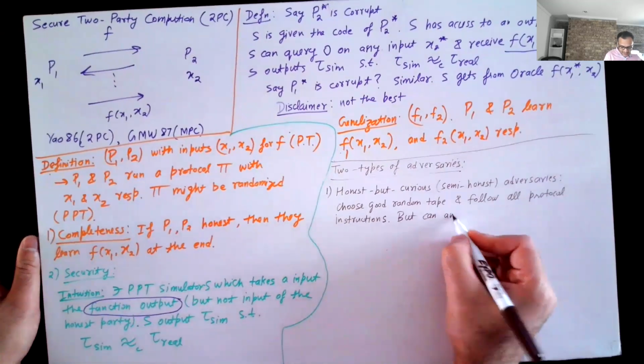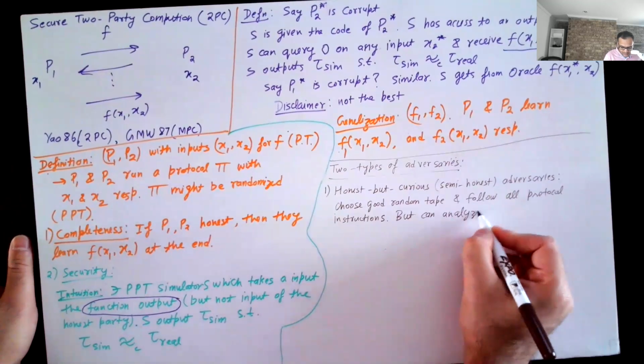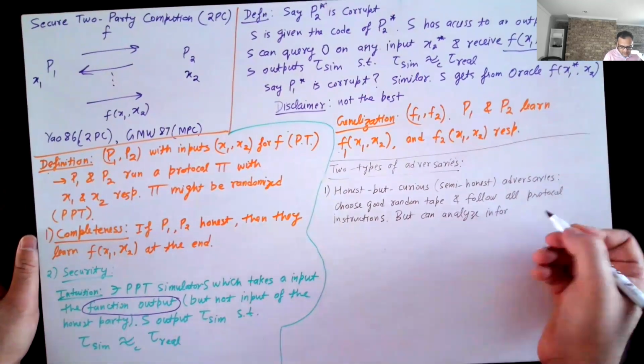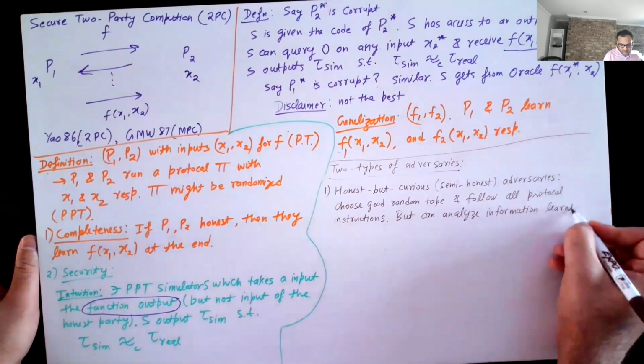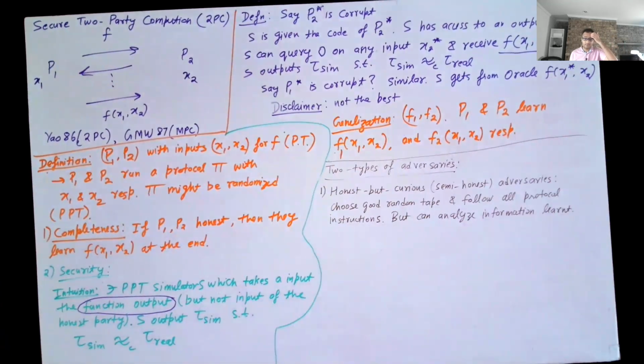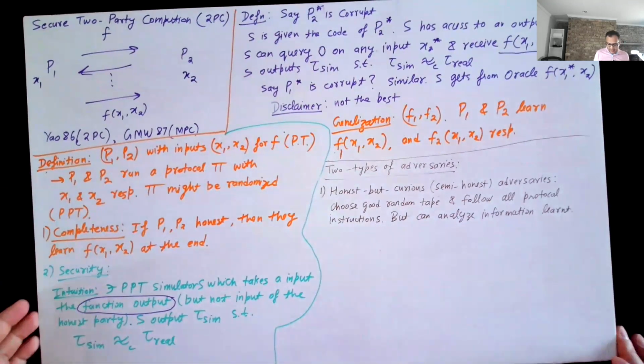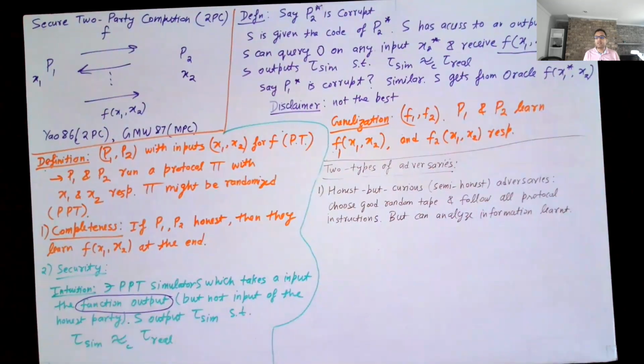But they can analyze the information which they learned. One way of thinking about it is that maybe during the protocol, these adversaries were completely honest. And then after the protocol terminated, the adversaries became completely corrupted. And then they can take the entire protocol transcript, they can run any arbitrary computation on it to learn something about the input of the honest parties.